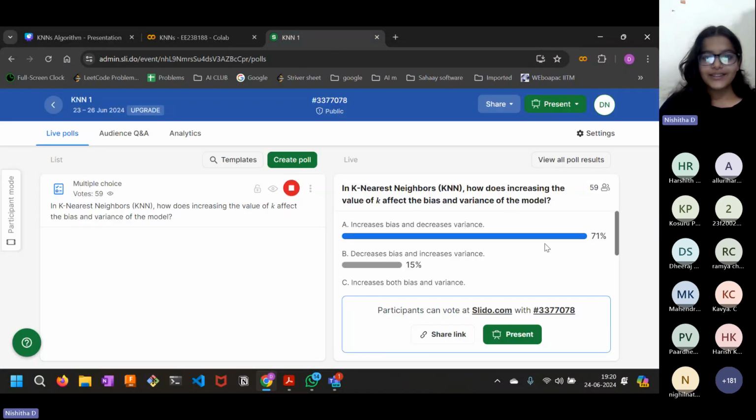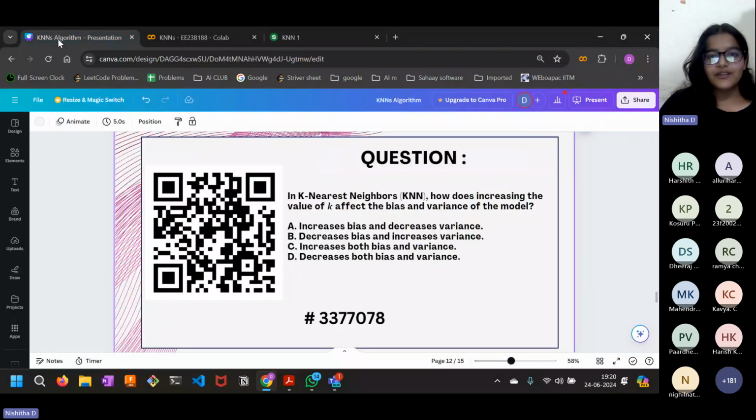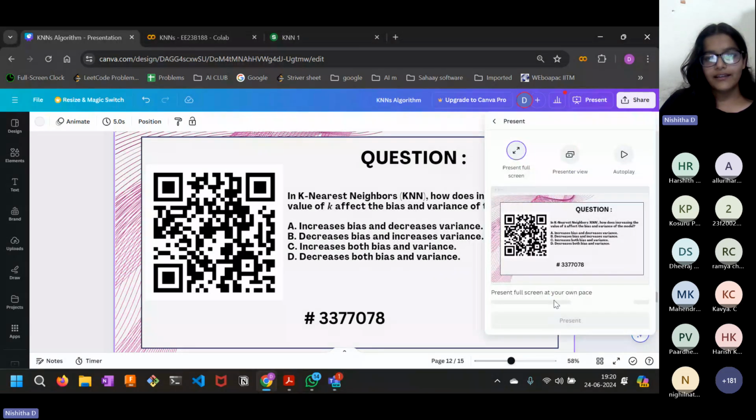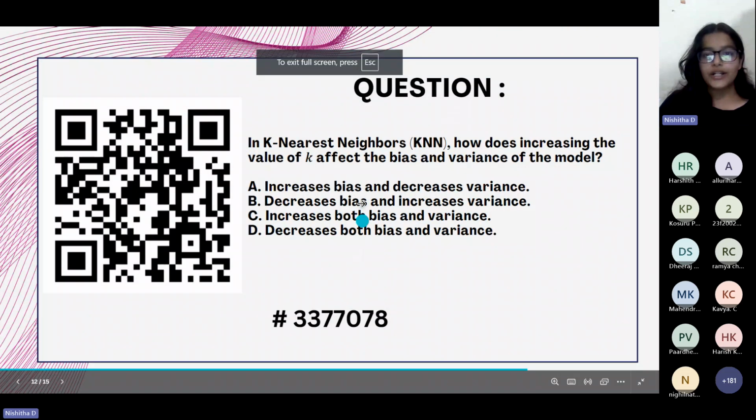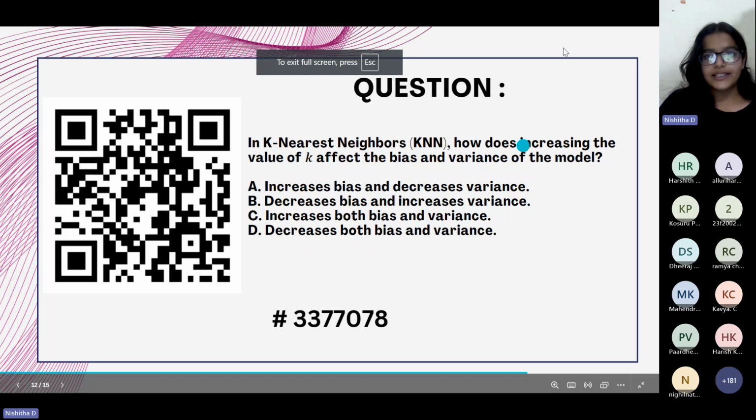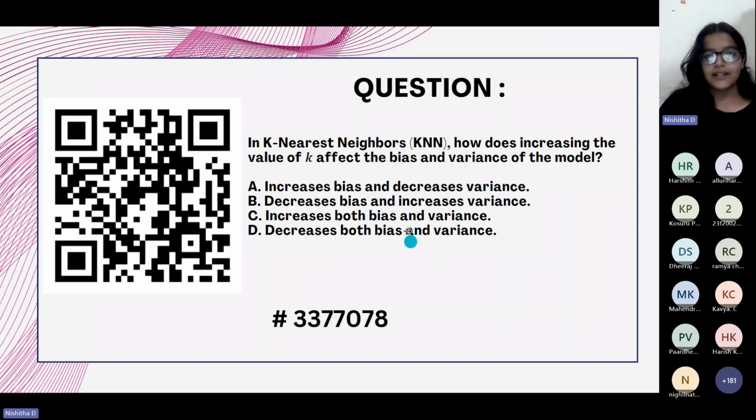Okay. So yeah, most of you have voted correctly. See, when we increase the value of k, the answer is option A. So when you increase the value of k, you basically cause the model to underfit. And what happens? You guys saw last session, right? What happens when it underfits? Bias increases and variance decreases. That's essentially underfitting. So that's why the answer is option A.